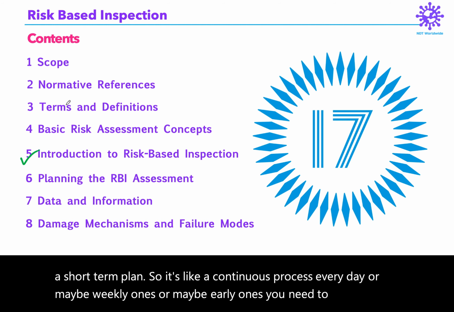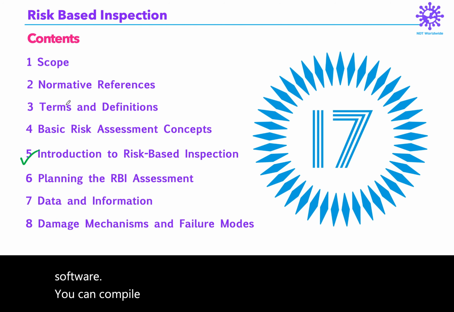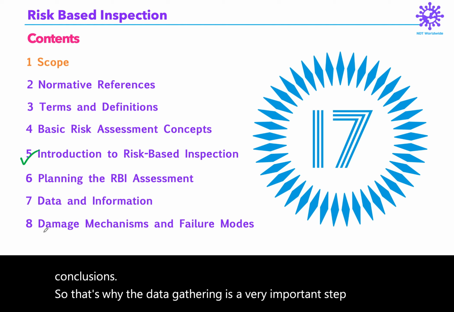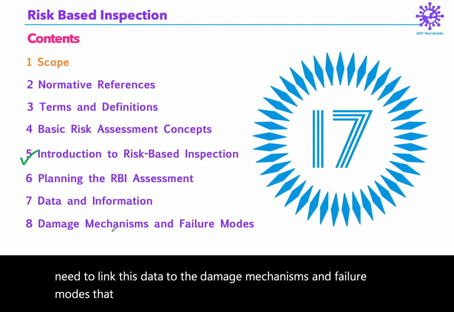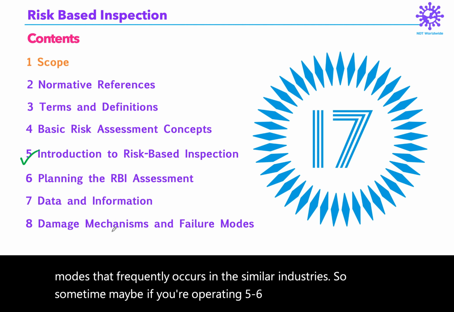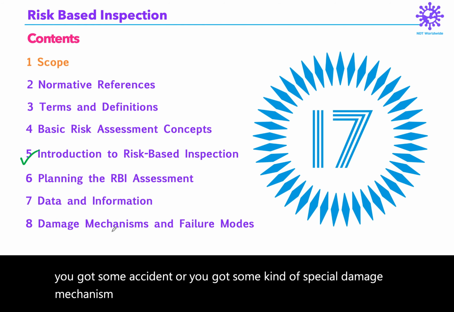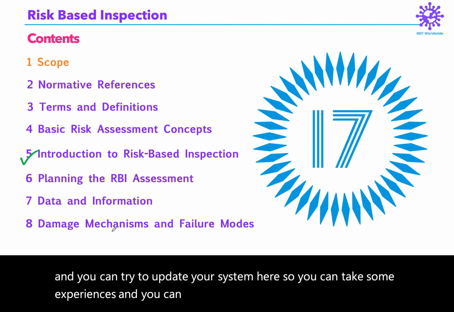You need to collect the data from different sets of people, and then you can update your software. You can compile all this data together, and only then will you get some conclusions. That's why data gathering is a very important step, and you need to link this data to the damage mechanisms and failure modes that frequently occur in similar industries. Sometimes, if you're operating 5 or 6 plants and in one plant you have an accident, or some special damage mechanism, you can immediately collect data from them and update your system here. So you can take some experience and assess your current situation as well.